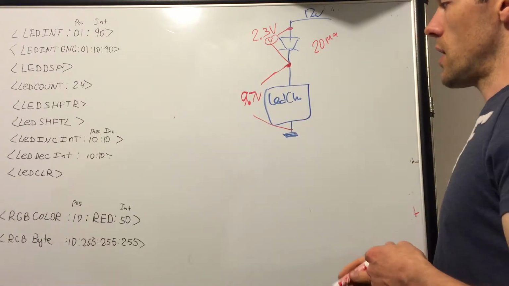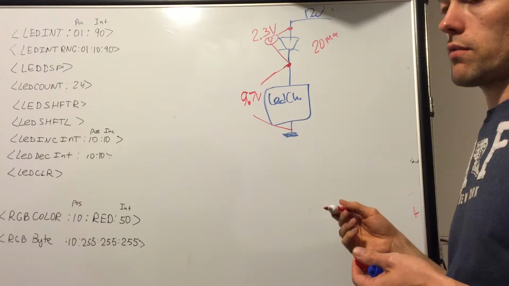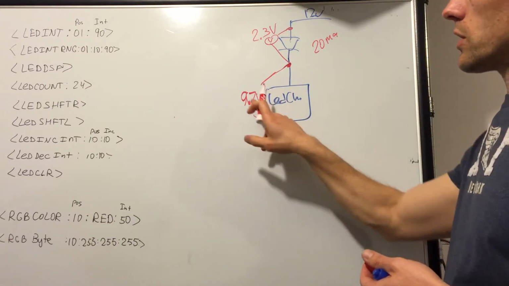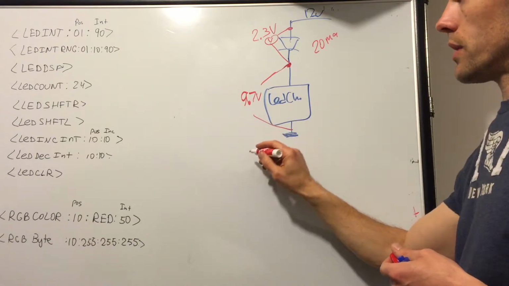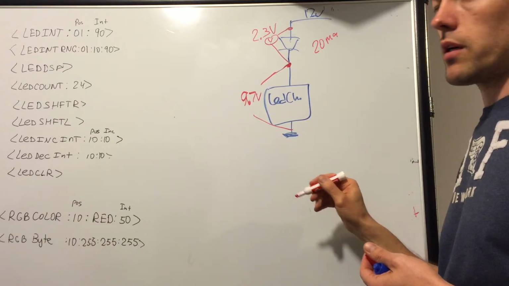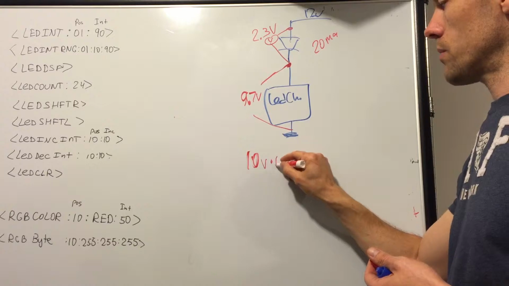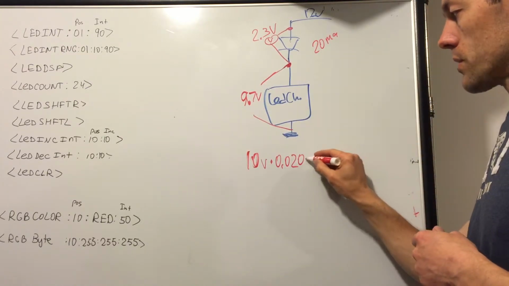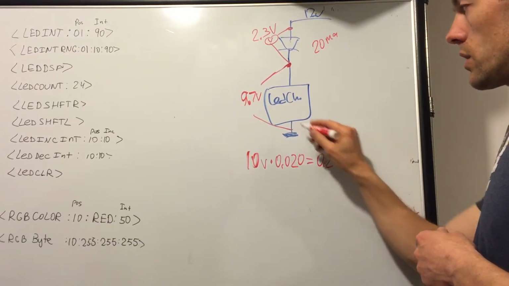Now the current going through the circuit is 20 milliamps, so we need to ask ourselves how much power is dissipating on that circuit. So I'm just going to round this up to 10 volts. The power in watts would be equal to current multiplied by voltage. So we have 10 volts approximately multiplied by 0.02 amps, right? So this is 20 milliamps. So we have 0.2 watts dissipated on this circuit.